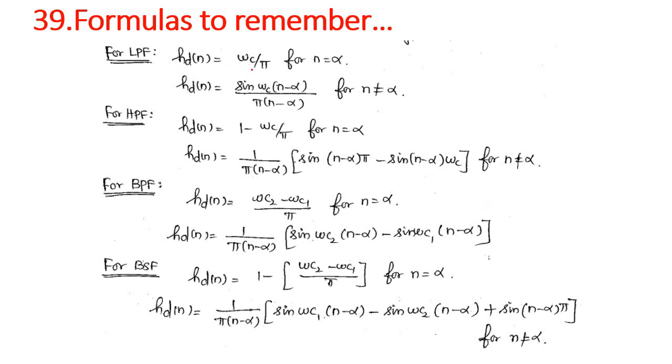HD of n equal to omega c by pi for n equal to alpha. So a question can be asked, suppose alpha value equal to 2, and if cutoff frequency omega c is given, we can find HD of some n value here. Like that they may be asked in multiple choice questions. So have a go through of these equations. From these equations there may be questions.